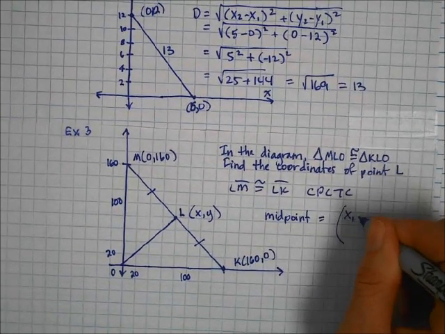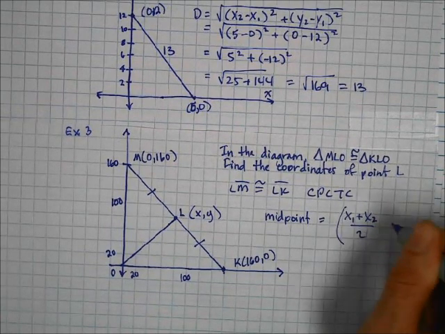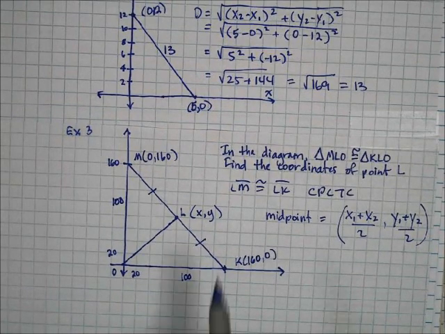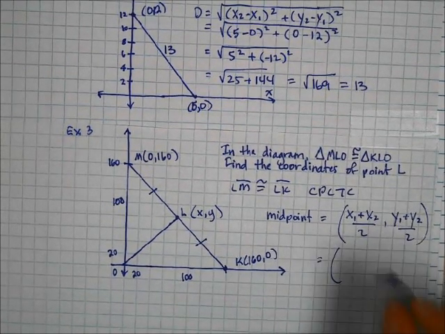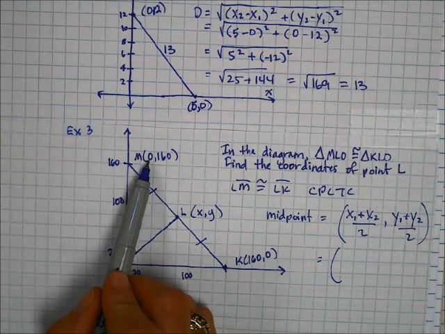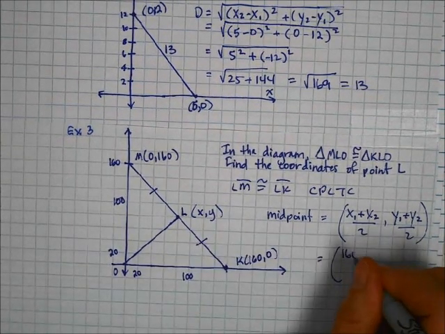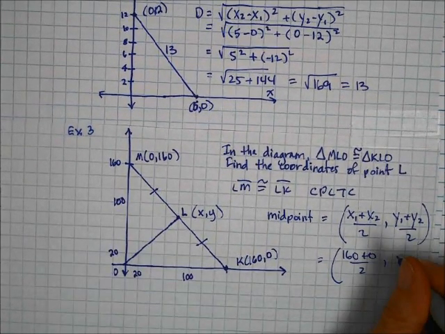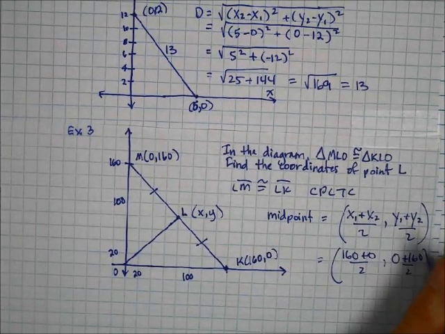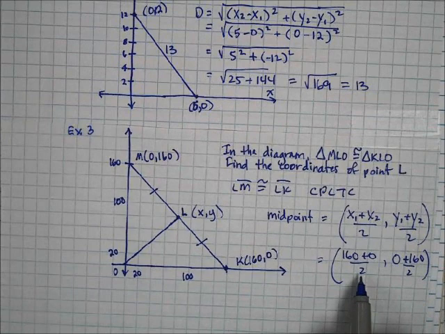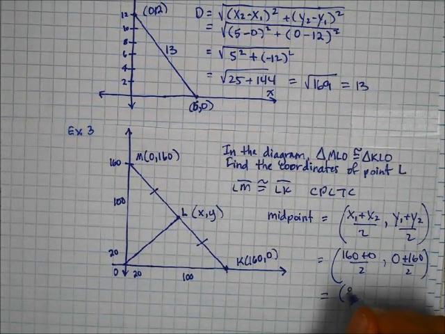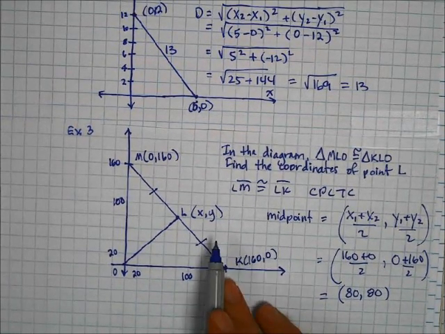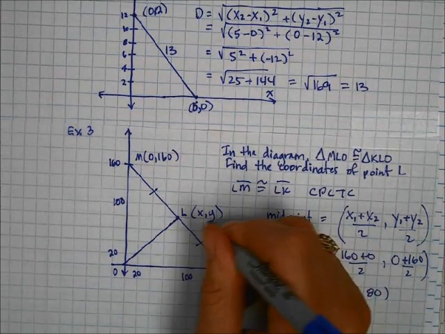the formula is: add the x's together and divide by 2, then add the y's together and divide by 2. So if we add the x's together, it's going to be 160 plus 0 divided by 2, and the y's are going to be 0 plus 160 divided by 2. So 160 divided by 2 is 80. And the same thing here, we got 80 again. So the ordered pair, or where L is, is 80, 80.